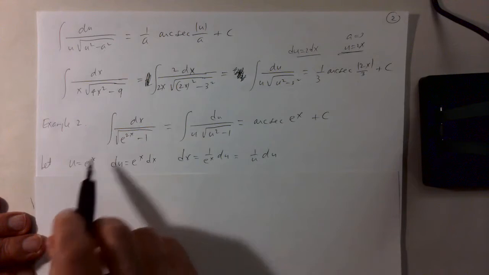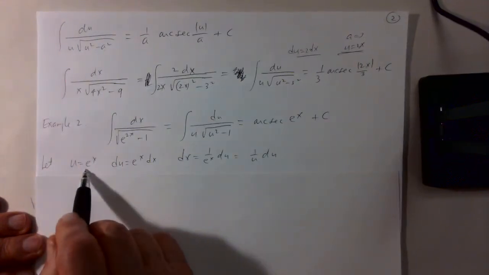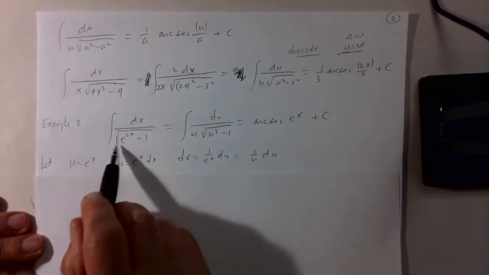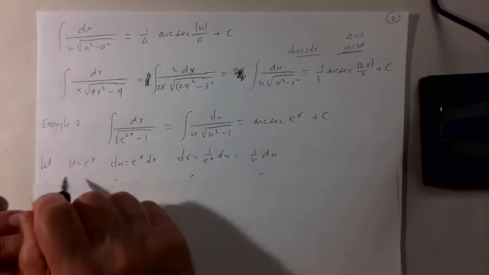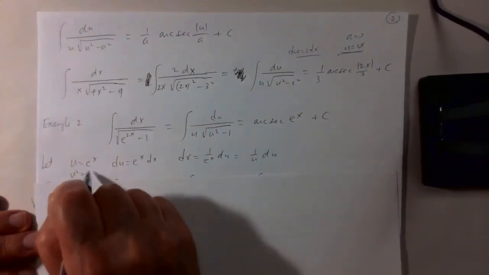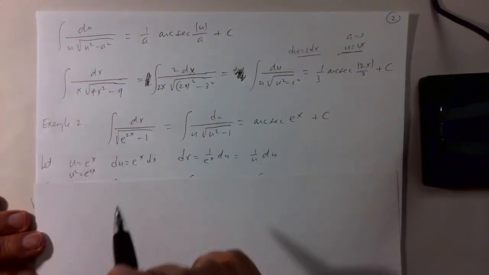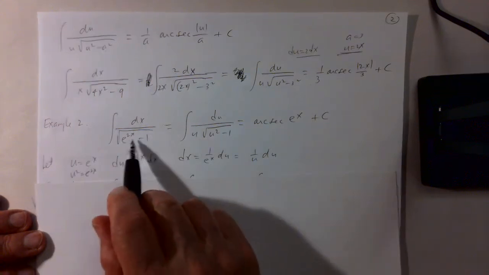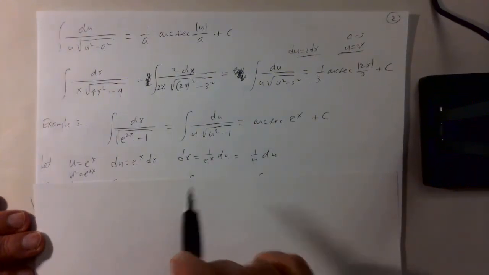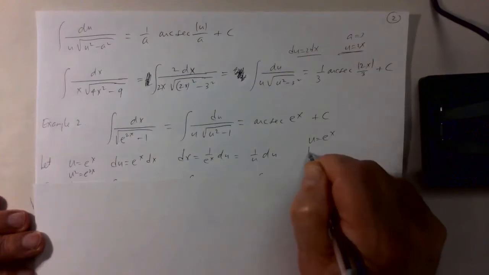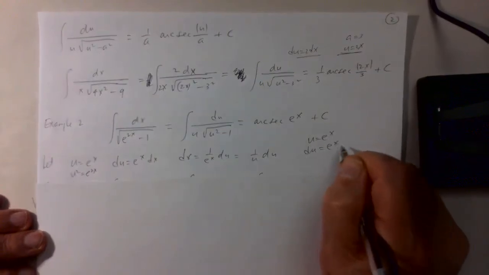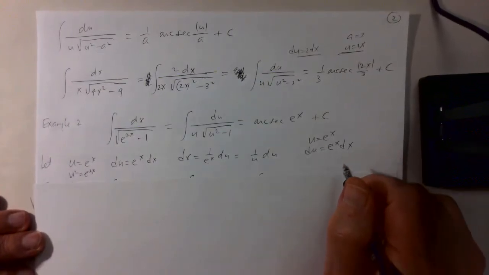Now, if we make the substitution u equals e to the x, then e to the 2x is u squared. That's what we have here. So this is like the square root of u squared minus 1. If u is e to the x, du is e to the x dx.